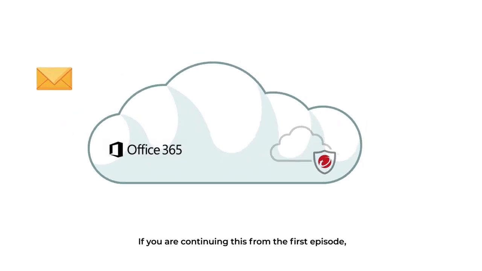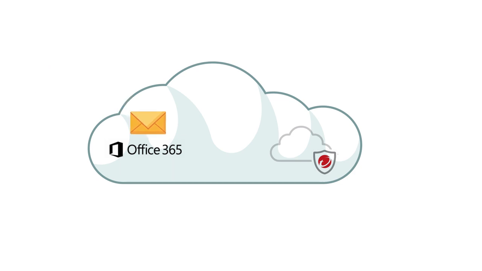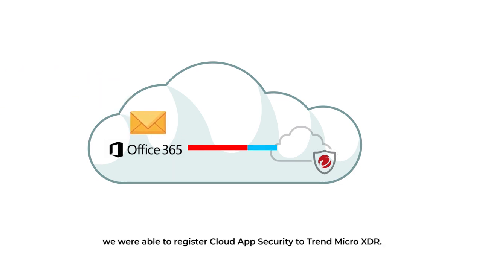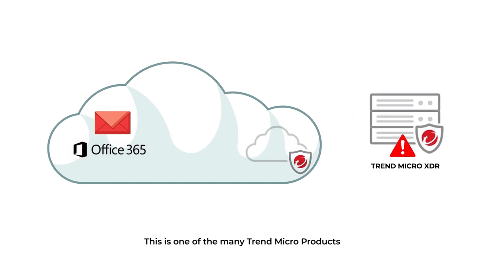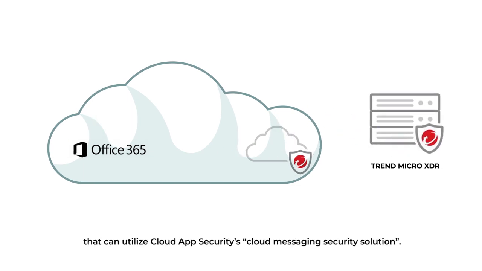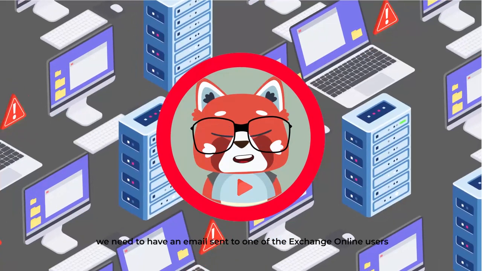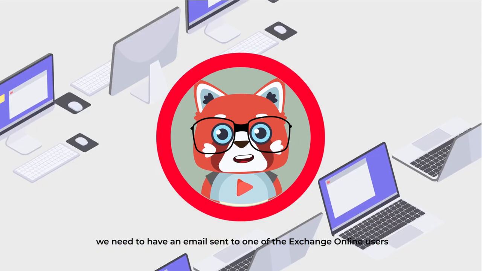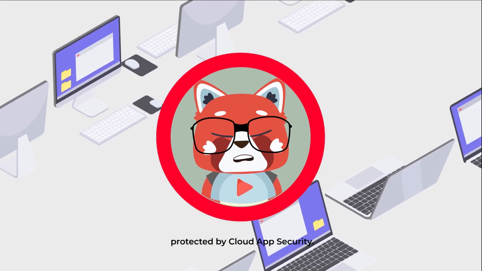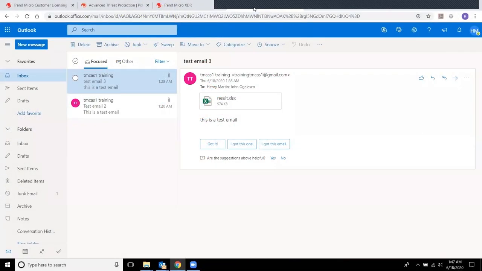If you are continuing this from the first episode, we were able to register Cloud App Security to Trend Micro XDR. This is one of the many Trend Micro products that can utilize Cloud App Security's cloud messaging security solution. To be able to run this test, we need to have an email sent to one of the Exchange Online users protected by Cloud App Security.